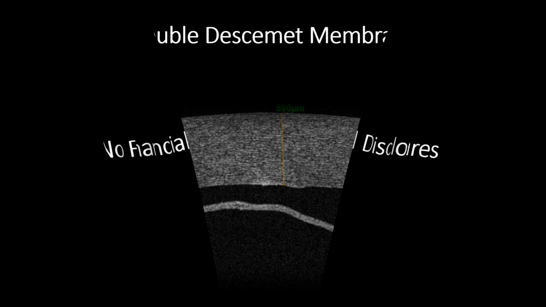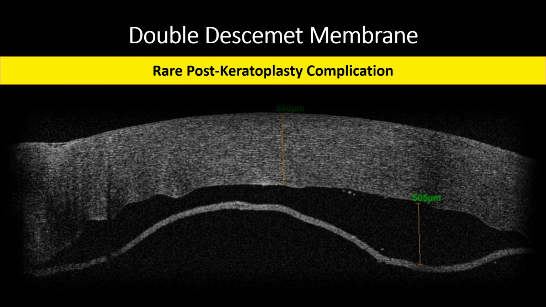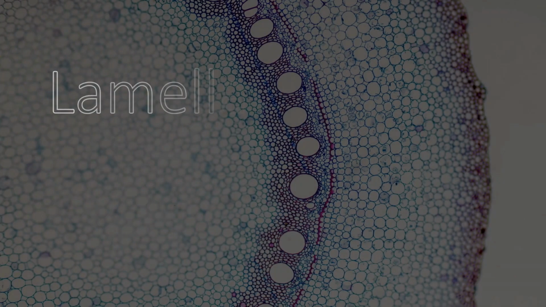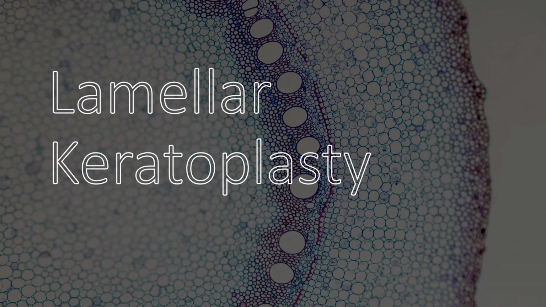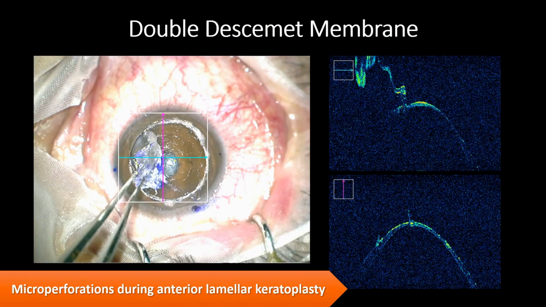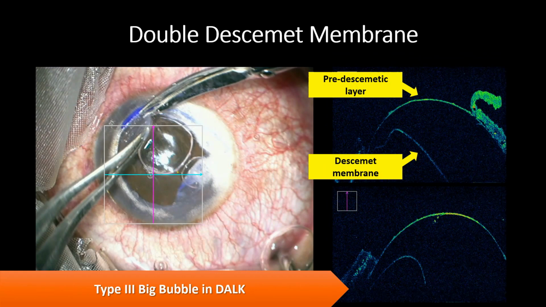Double Descemet membrane is a rare complication that may be observed after full thickness or lamellar keratoplasty. In lamellar keratoplasty, the etiology may be related to either intraoperative perforation leading to a double anterior chamber or a type 3 bubble formation during DALK resulting in separation of the pre-Descemetic layer and Descemet's membrane.